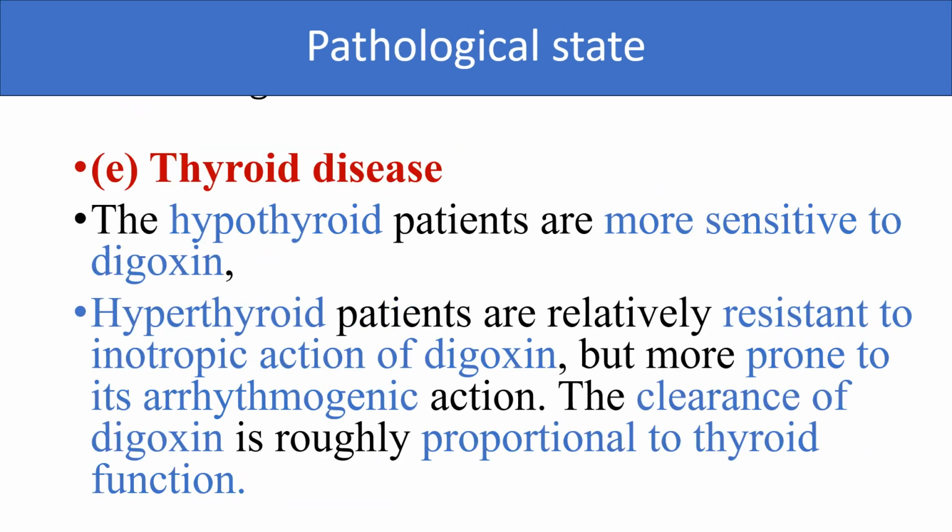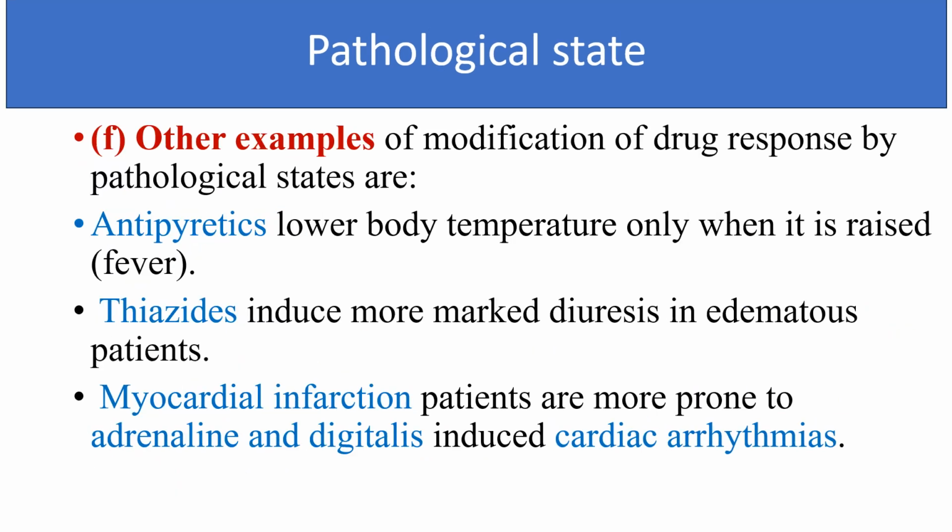In thyroid disease, hypothyroid patients are more sensitive to digoxin, and hyperthyroid patients are relatively resistant to the inotropic action of digoxin but more prone to its arrhythmogenic action. The clearance of digoxin is roughly proportional to thyroid function. Other examples: antipyretics lower the body temperature when it is raised, thiazides induce more marked diuresis in edematous patients, and myocardial infarction patients are more prone to adrenaline and digitalis induced cardiac arrhythmias.